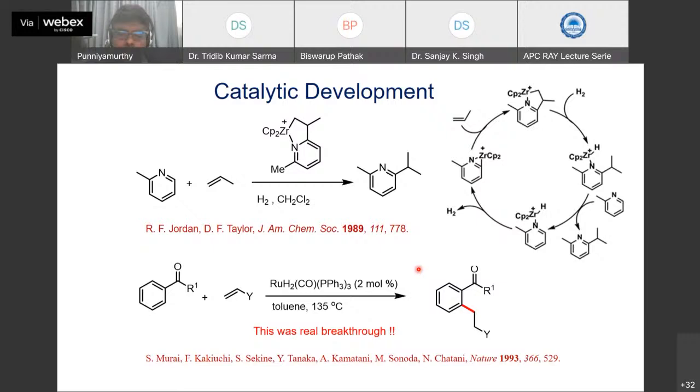After this study, considerable effort has been made around the world in directing group assisted CH functionalization, and considerable progress has been made using palladium, ruthenium, rhodium based catalyst systems. Subsequently, attention has also been paid to copper, cobalt based catalyst systems. You can see nowadays so many papers are coming out.